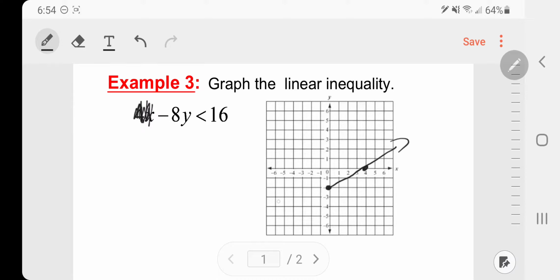Okay, so there is my line. We know it's going to be dashed because we do not have the line underneath. So I'm going to go ahead and make it dashed.